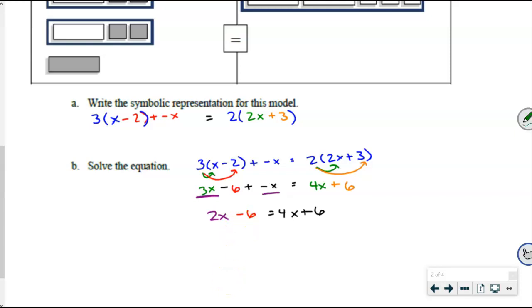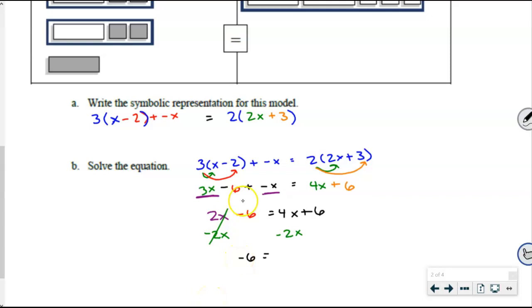And now we're going to zero out these x tiles. I'm going to remove 2 x tiles. That way I no longer have x tiles on the left-hand side, but I'm balancing it by taking away 2 x tiles from the right-hand side as well. Be careful here. We're not just left with 6, we are left with a negative 6.